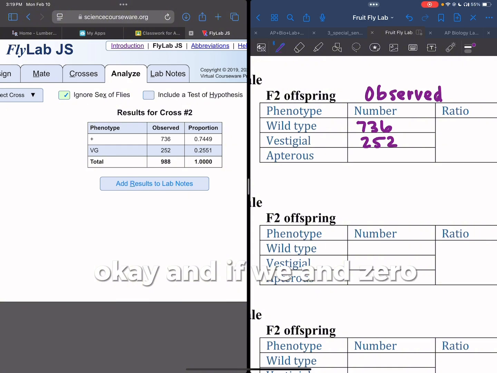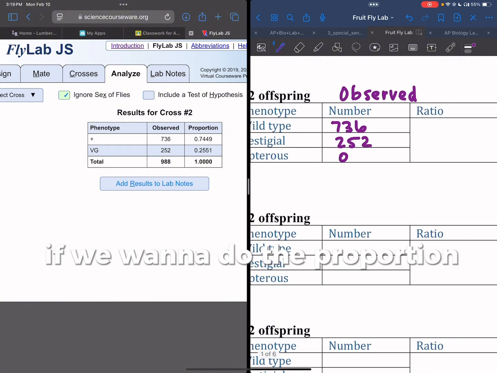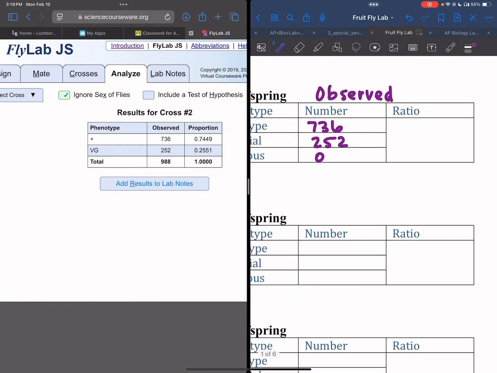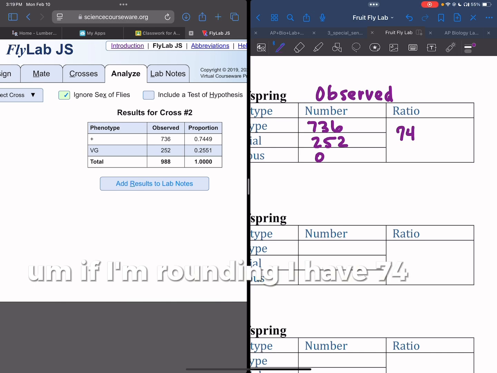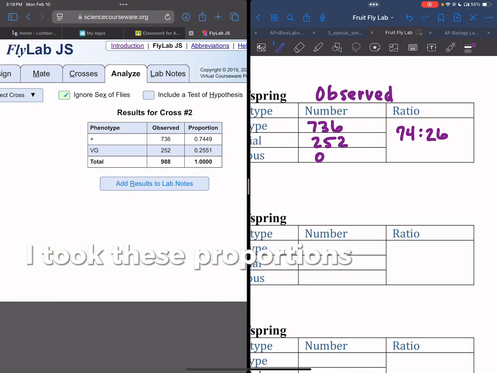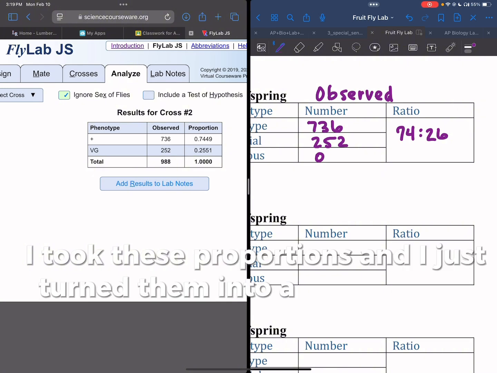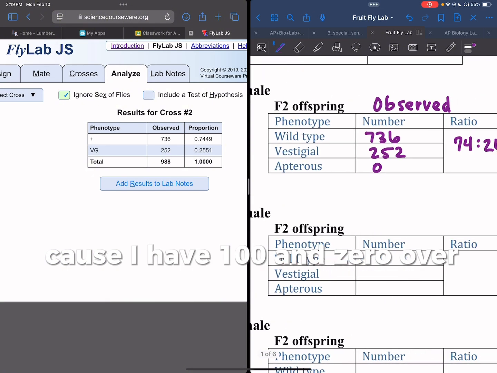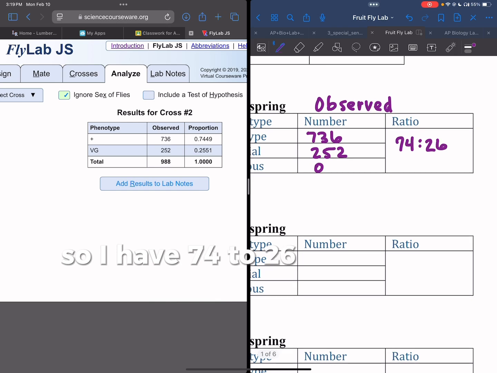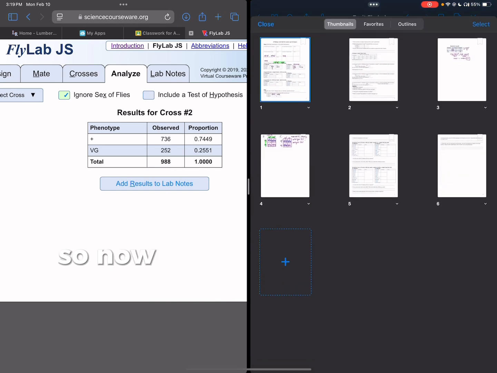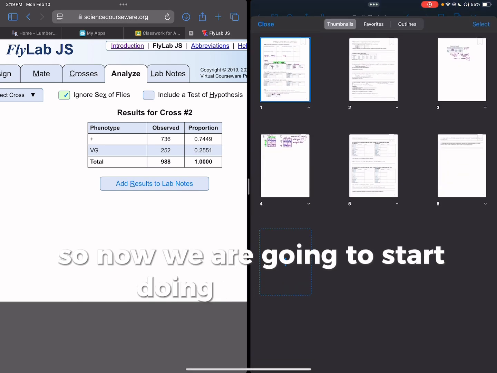Okay, and 0. If we want to do the proportion, if I'm rounding, I have 74 to 26. I took these proportions and I just turned them into a percent, right? Because I have 100 and 0 over here, so I have 74 to 26 over there. All right, so now we are going to start doing some math.